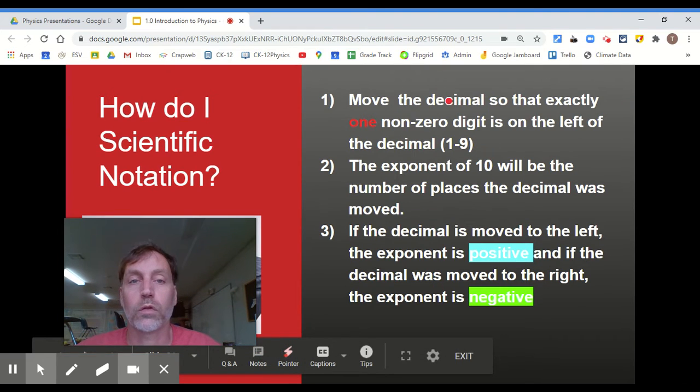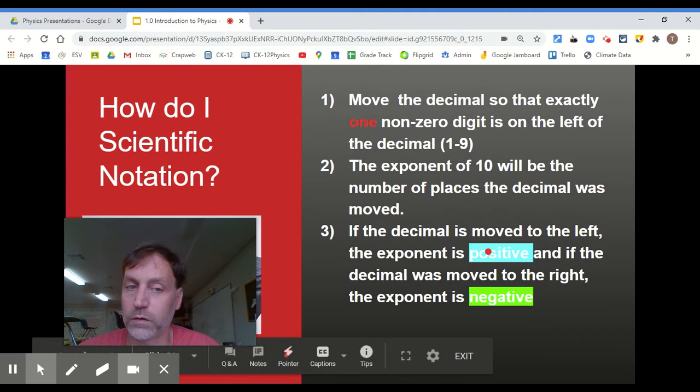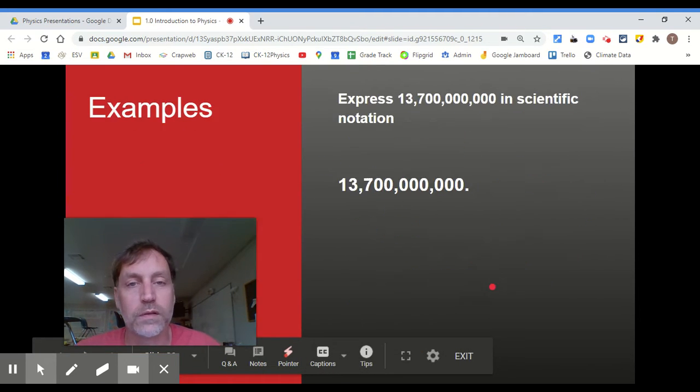Okay, so those are our three rules. It's always between 1 and 9. We count the number of times we move the decimal point, and that is what the exponent is. If it's moved to the left, it's a positive exponent. If it's moved to the right, it's a negative exponent.